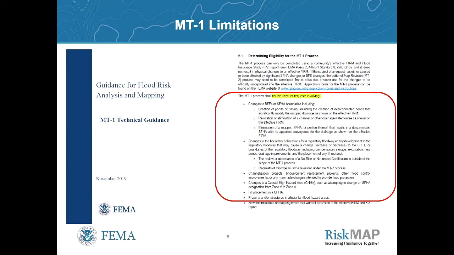I'd like to point out the bottom bullet I don't have in this box: new technical data or mapping errors that warrant a revision to the effective FIRM. Through the MT1 process, we are held to the effective FIRM and the effective FIS. If the data represented is incorrect, not through physical change, but maybe an error at the time the map was created, and a determination is reliant on that error being updated or corrected, that has to be done through the MT2 physical map revision process. We cannot issue a determination through the MT1 if we're not using the effective mapping.